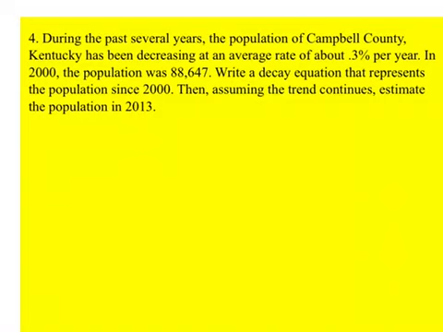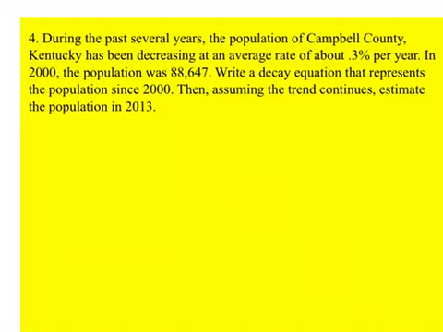So here's our next example, example number 4. During the past several years, the population of Campbell County, Kentucky, has been decreasing at an average rate of about 0.3% per year. In 2000, the population was 88,647. Write a decay equation that represents the population since 2000. Then, assuming the trend continues, estimate the population in 2013.